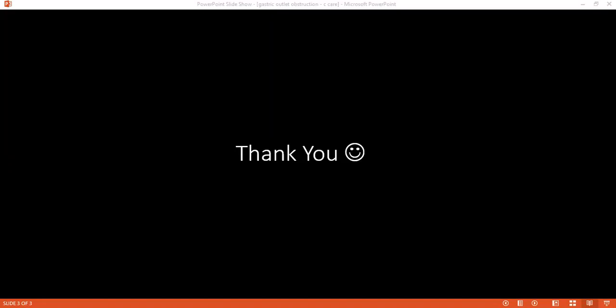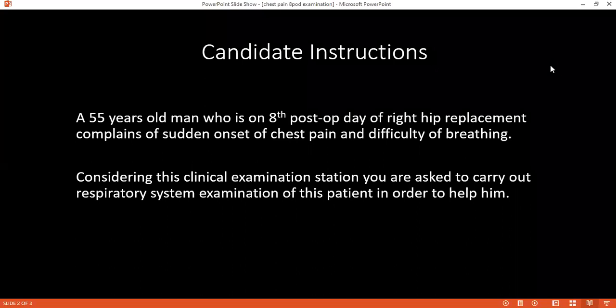Station 2. The right hip replacement, sudden onset chest pain, difficulty breathing. Okay, ma'am. All right. Considering it a clinical examination station, begin your examination, please.